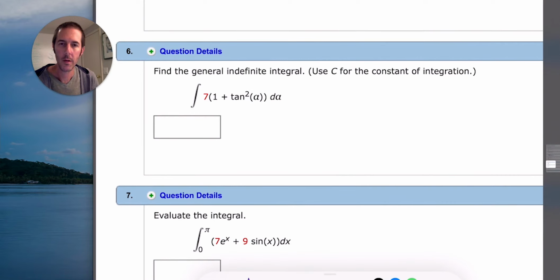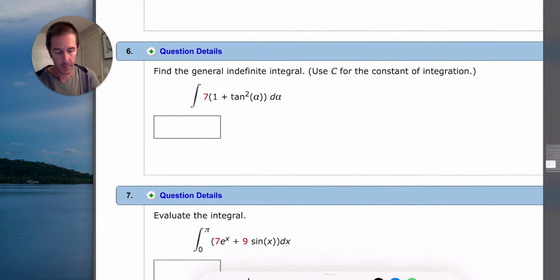I wonder if 1 plus tan squared alpha, in this case, has a special antiderivative. Let's check our table. 1 plus tan squared. I'm looking. It's not in the first column. I'm getting excited because it must be in the second column. 1 plus tan squared. It's nowhere to be found. How am I supposed to take the integral of this?